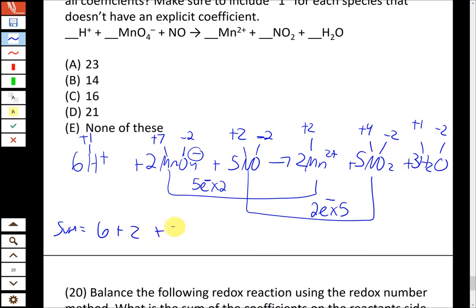6 plus 2 plus 5 plus 2 plus 5 plus 3, which is 23, I believe. 12, 17, 19, no. 12, 17, 19. Gosh, it's not multiplying, it's adding. I'm done today. All right. 8 plus 5 is 13, plus 2 is 15, plus 5, yeah, 23. I did it right. See, I'm not perfect. I thought I was wrong.